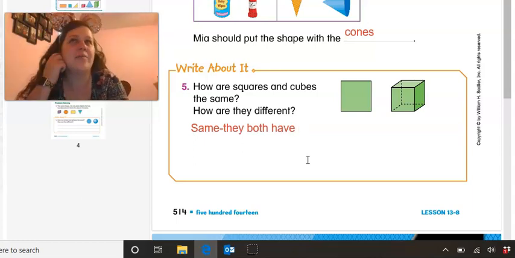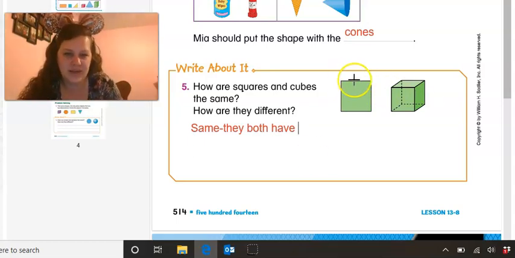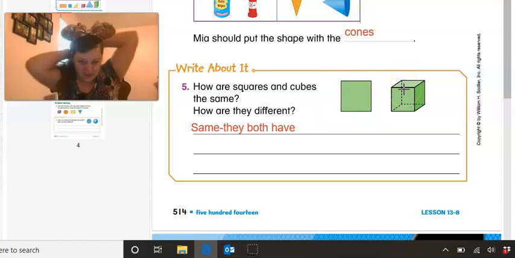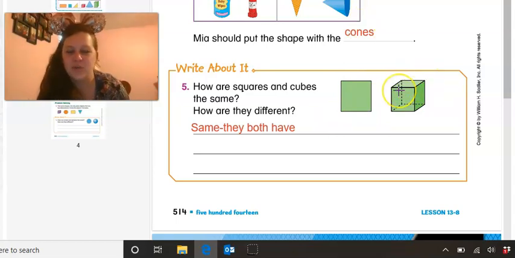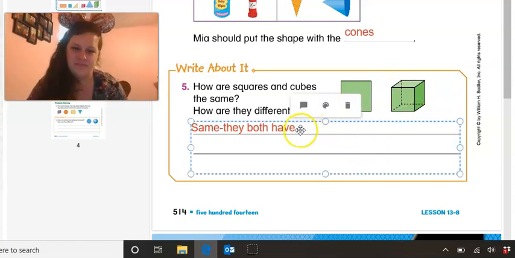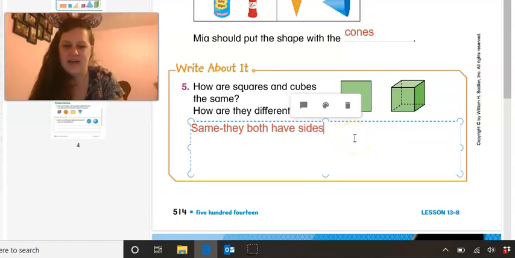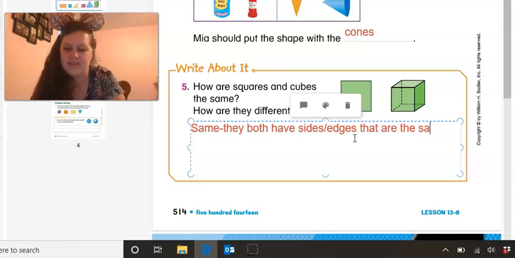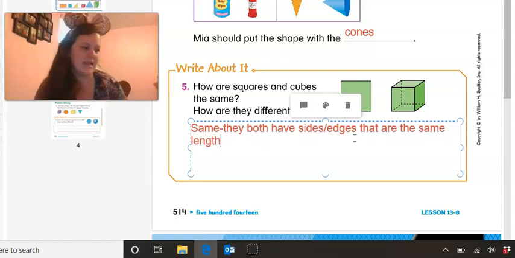When we talk about 2D shapes, like a square, we call these sides. 1, 2, 3, 4 sides. And when we talk about the cube, we call those edges, where the 2 faces meet together and make an edge. So we're going to say they both have sides slash edges, so we make sure we're talking about the correct names for 2D shapes and 3D shapes. But they both have sides or edges that are the same length.